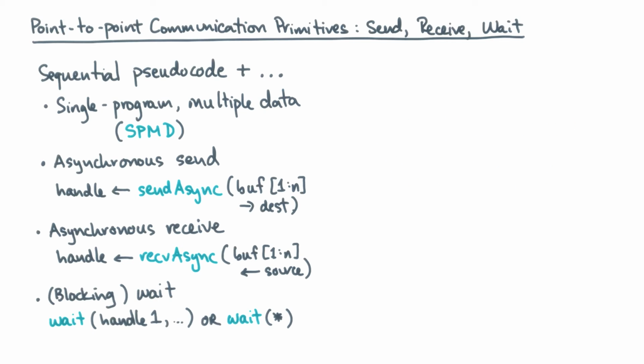This business about handles brings us to the final primitive, which is called wait. In particular, wait is a blocking operation that takes one or more handles as arguments. Now, wait will pause until the corresponding operations complete. Now, there's also a special form of wait called a wait all, abbreviated here by wait with an asterisk. This is a shorthand that says wait for all outstanding sends and receives, so that we don't have to track and check all the handles all the time.